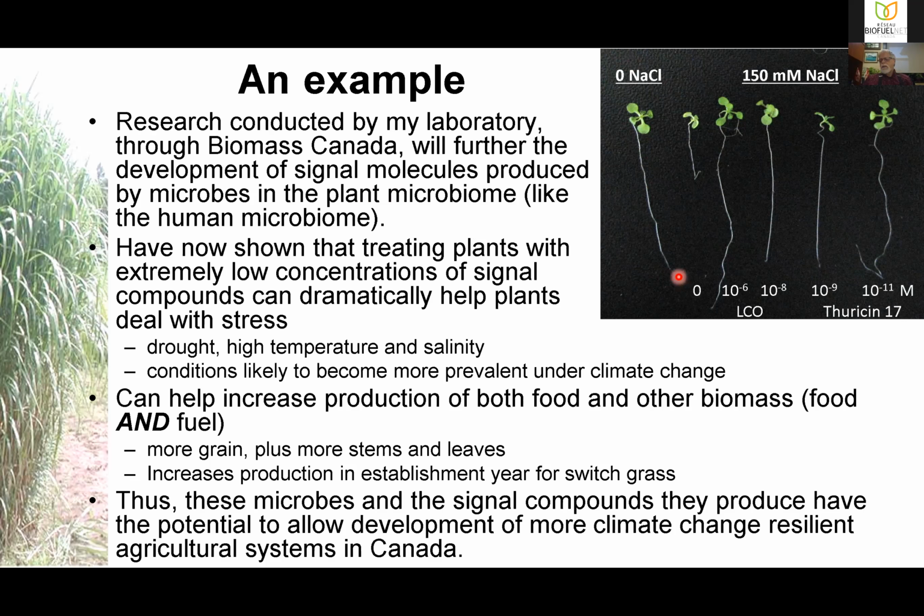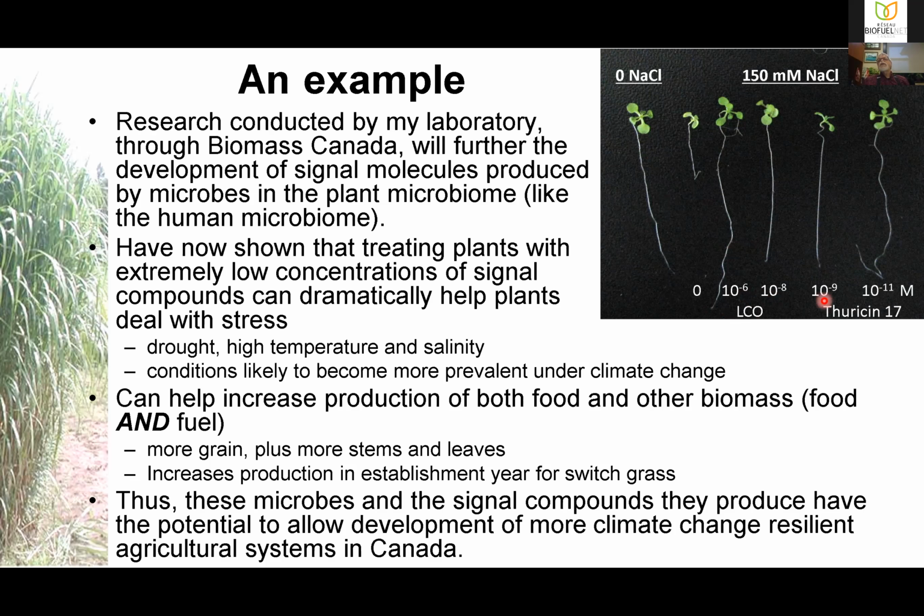Usually the stress response mechanisms for one abiotic stress and another overlap substantially, so if it works for one, it probably works for the other. You can see here, this is no stress. This is 150 millimolar salt stress, and the plant is about 10% of the size. These are lipo-chitooligosaccharides. They were known to be involved in signaling in the establishment of nitrogen-fixing symbiosis in legumes, but it turns out they have what I'm now pretty sure is an older role in modulating stress responses in all kinds of plants. Here we are at 10 to the minus 6 molar and 10 to the minus 8 molar, and the plant is pretty much restored to the size of the control.